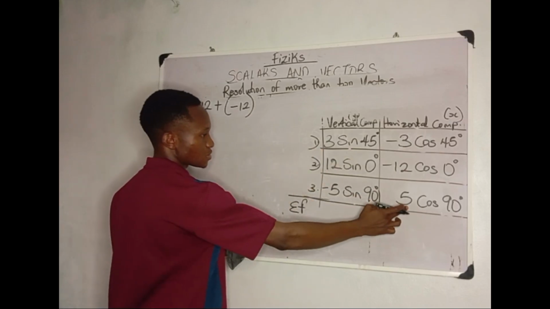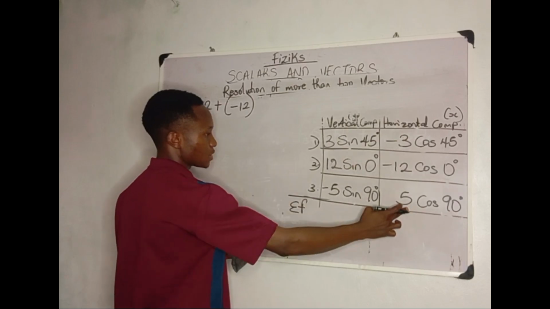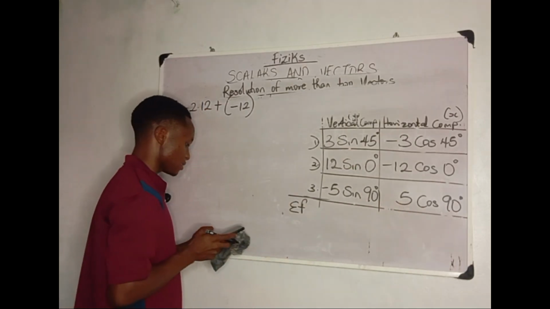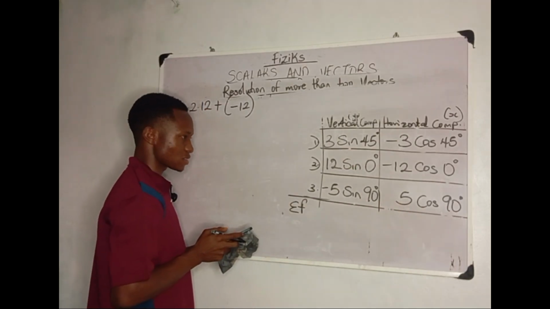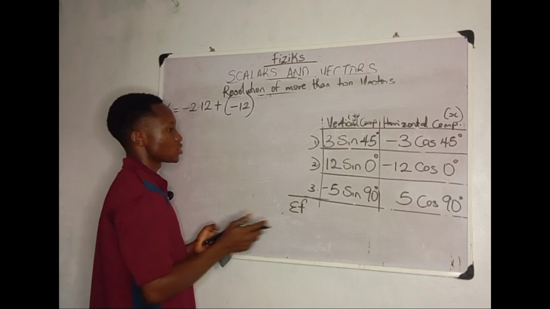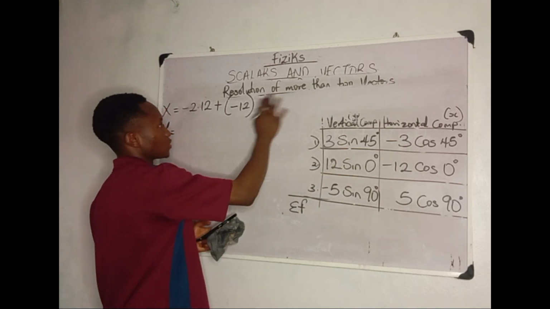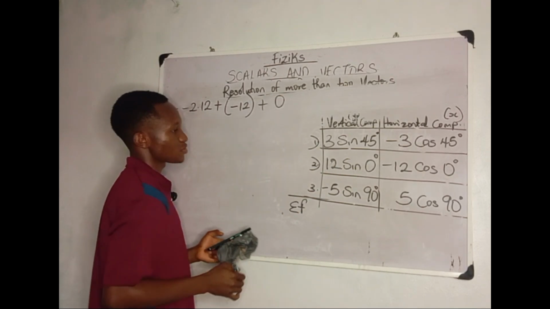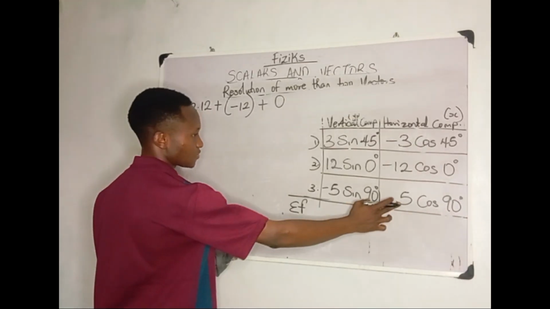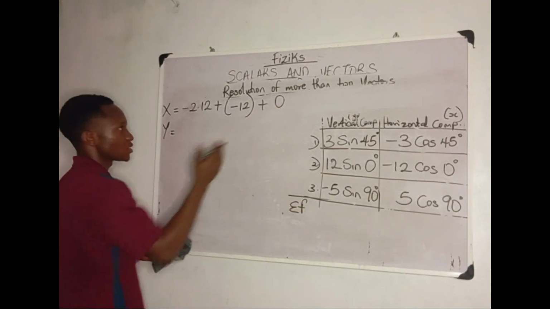The next one is still on the x component, is 5 cos 90. Cos 90 should be 0. So 0 times 5 should be giving you 0, so you can write plus 0. Which is this 5 cos 90. When you press it, the answer will be 0.